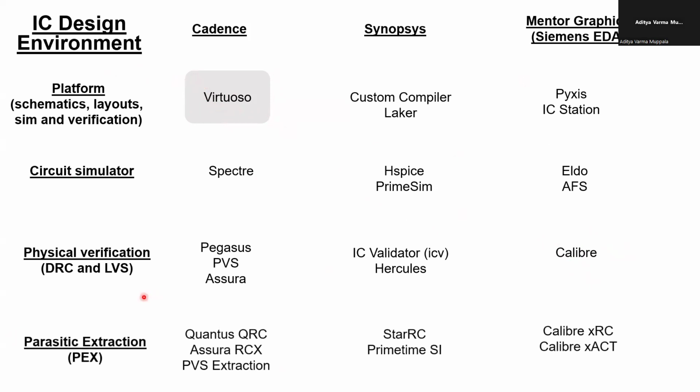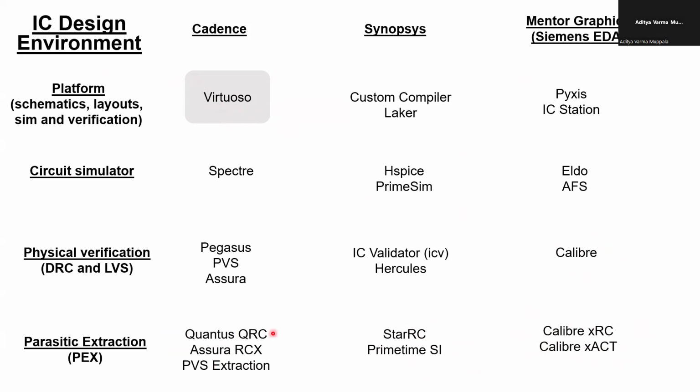And finally, you have parasitic extraction. After you do the layout, you extract all the parasitics, which are not included in the original circuit. Different companies offer different parasitic extraction software. Quantus QRC, Assura, and PVS extraction are part of Cadence. Star RC and PrimeTime SI are from Synopsys, and Calibre again has its own extraction tool. Again, Calibre is, I think, the most widely used.